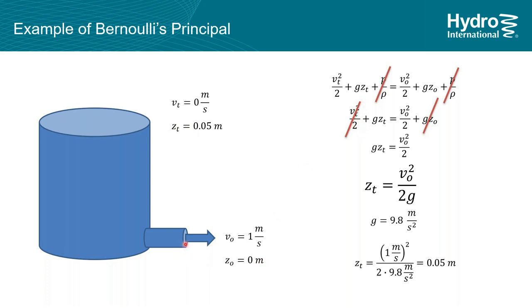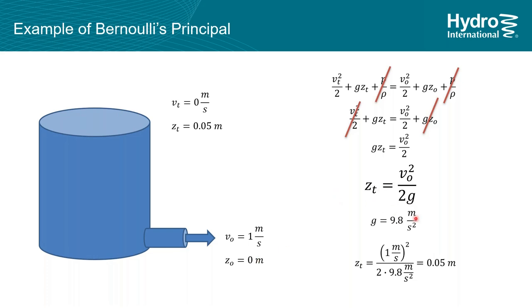And we'll call this bottom point here zero. This is going to be our datum, so we'll say that's zero. We can cross that out. And you end up with this equation right here, which is a very common and super convenient form of Bernoulli's equation, because you can just say, oh, the velocity down here squared over 2g is going to give you the height of the water that's pushing down through this whole system.